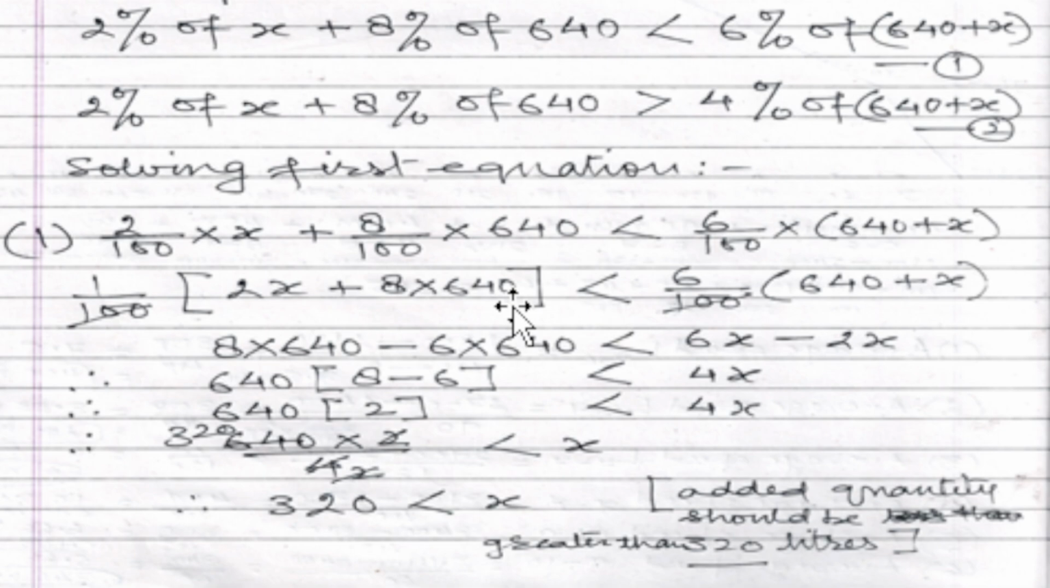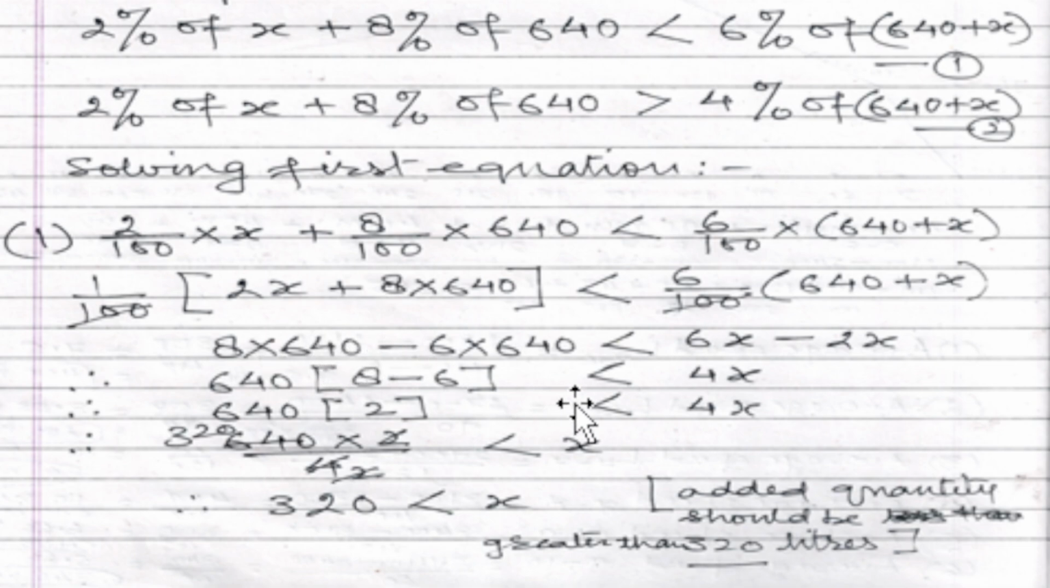Solving the first equation. Now I will solve this first equation. So 2 upon 100 into X plus 8 upon 100 into 640, where percent of has been changed to multiplication, is less than 6 upon 100 into 640 plus X. Now we can remove 100 from both sides. So the equation will reduce to 2x plus 8 into 640 less than 6 into 640 plus x.